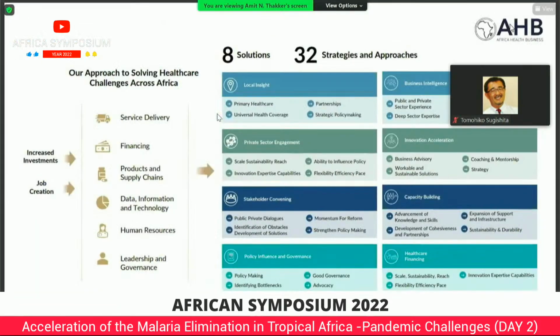So if you look at how we challenge health system problems across Africa, at Africa Health Business we have 32 strategies and approaches, as you can see. We have 8 solutions. And for malaria, with our clients and organizations, we have seen a lot around service delivery, as I mentioned earlier. There is a challenge around financing in most countries in malaria because many people still have to pay out of pocket.